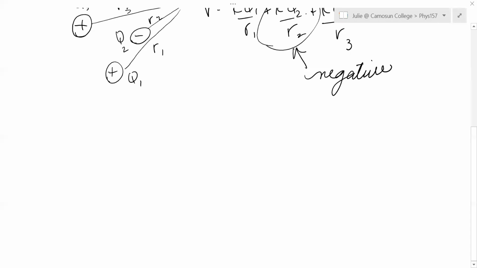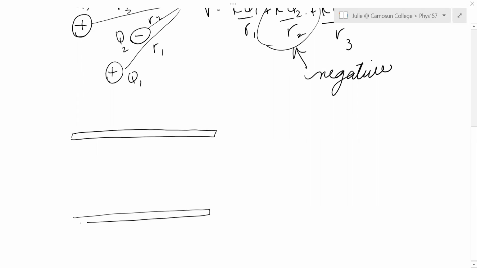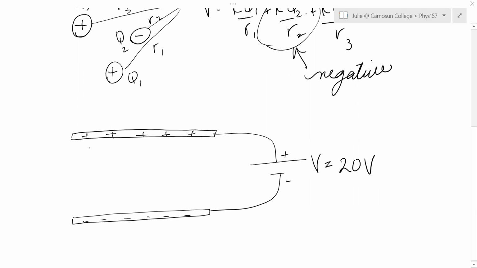Now, a good way to talk about what happens with charges as they move around in electric fields is to imagine a parallel plate capacitor hooked up to a power source. And so this plate would be the positive plate. This plate would be the negative plate. And if this voltage, say, were 20 volts, the electric field is uniform and points from the positive plate to the negative plate.